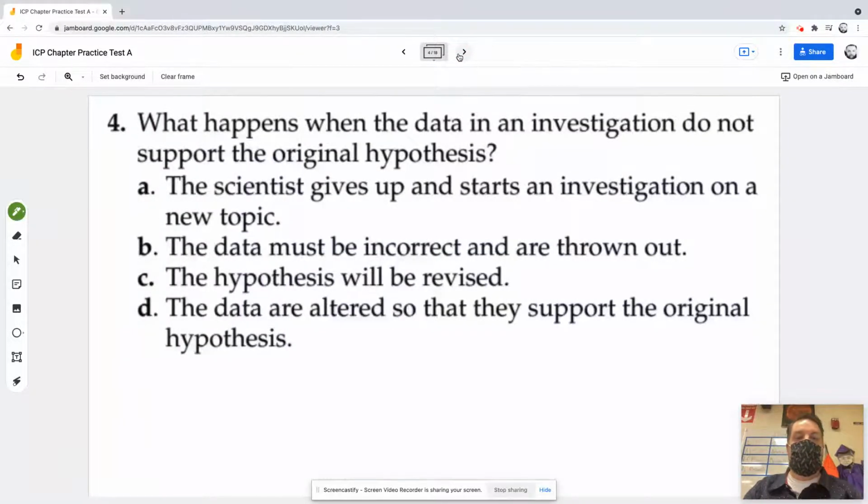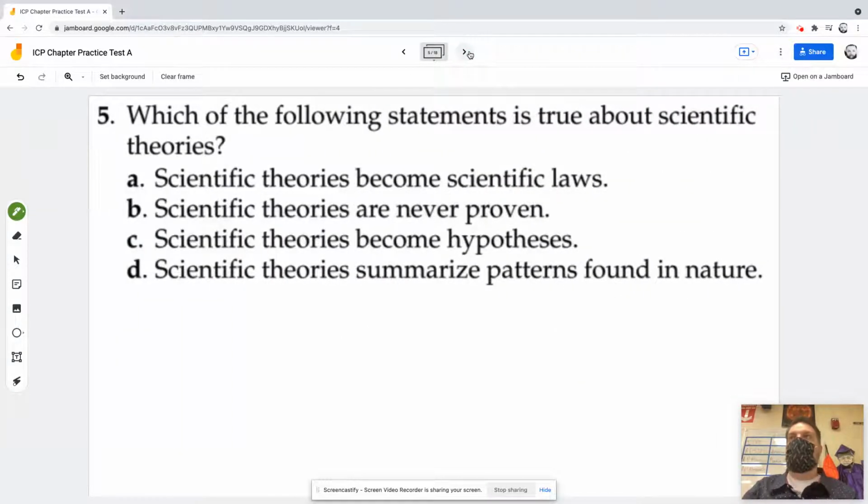Question number 4, it says, what happens when the data in an investigation do not support the original hypothesis? C, the hypothesis will be revised. It doesn't mean that we haven't learned anything or we haven't achieved anything. If I have an idea and I test that idea and the idea is wrong, I've still learned that the idea is wrong. So you just keep trying until you discover the truth, until you discover science, okay? Although it is pretty nice when your idea is correct.